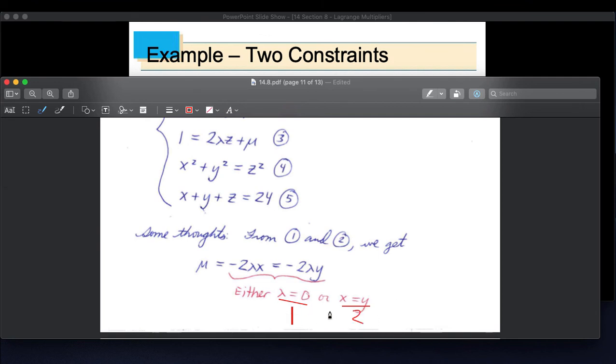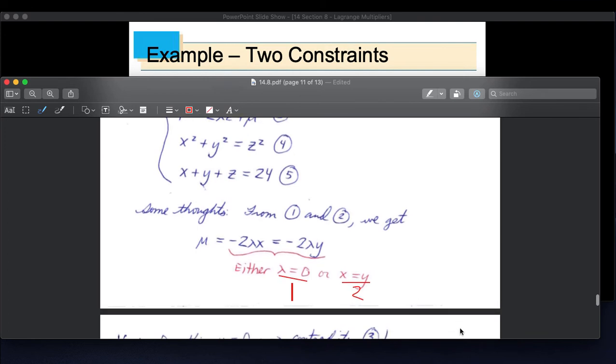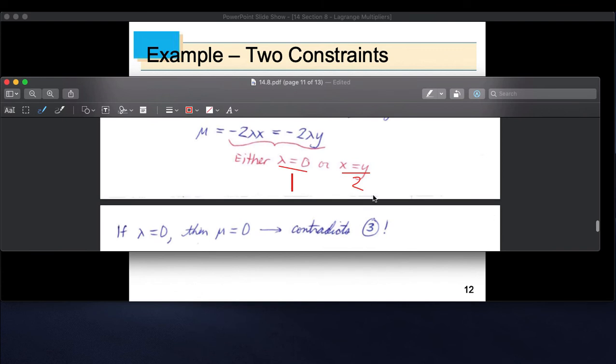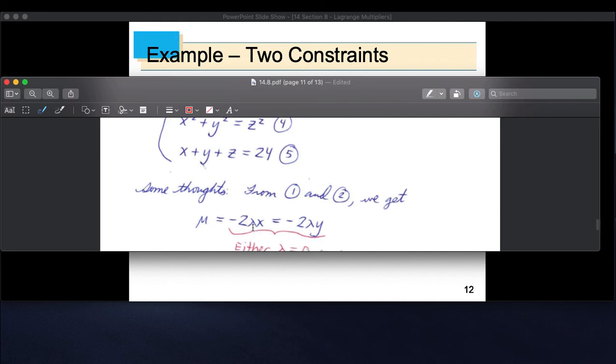So let's go ahead and test out both of these cases. Let's first test out the case of what if lambda equaled 0. Well, if that's true, if lambda equals 0, let's go and plug in a 0 up here. So if lambda equals 0, then mu must equal 0. I think we all can agree with that, right?